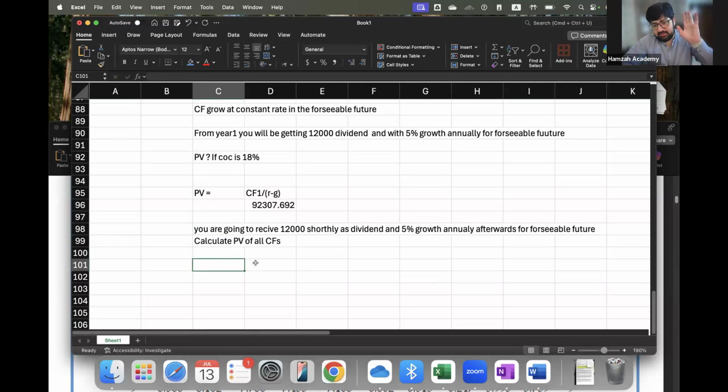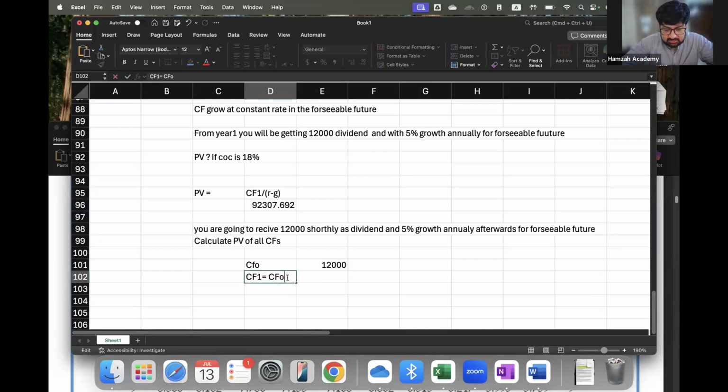So just see here. CF1 next, in the first year of perpetuity, next year, that is not given to you. We have been given CF naught here, 12,000. We need CF1. How to calculate?